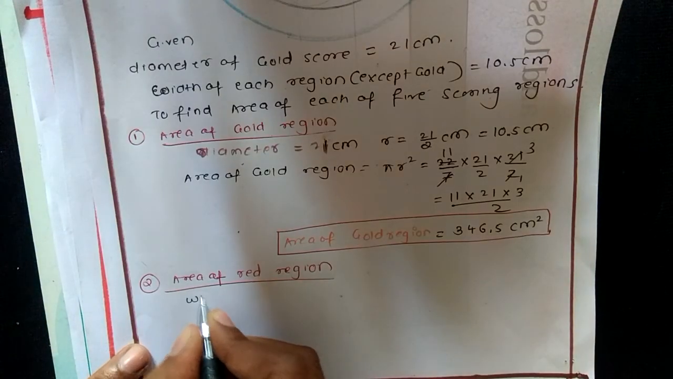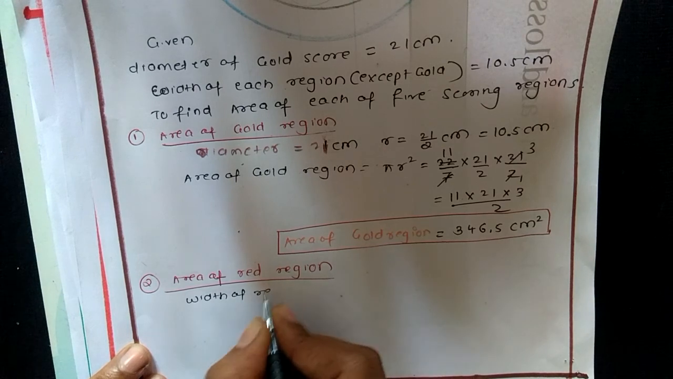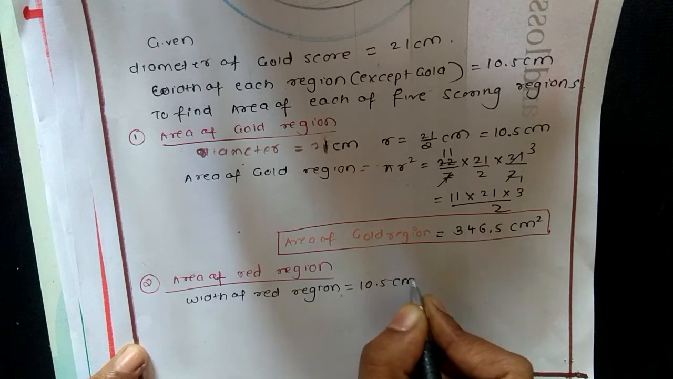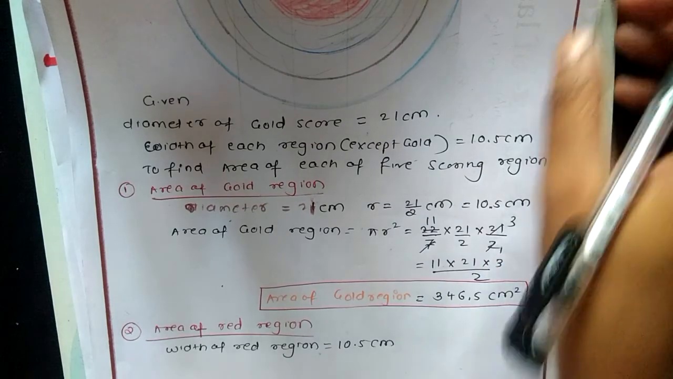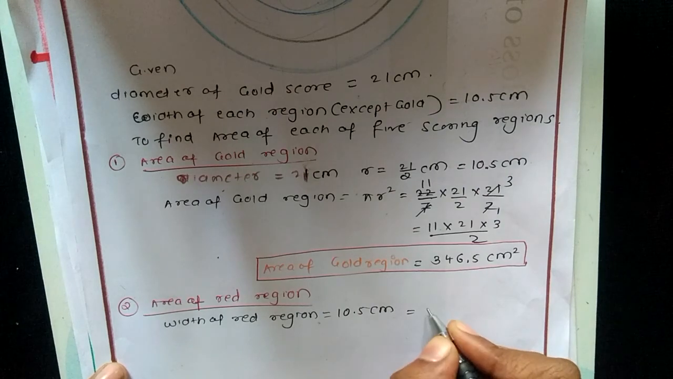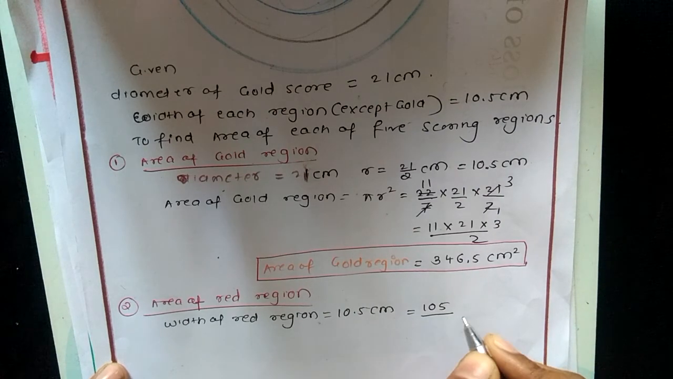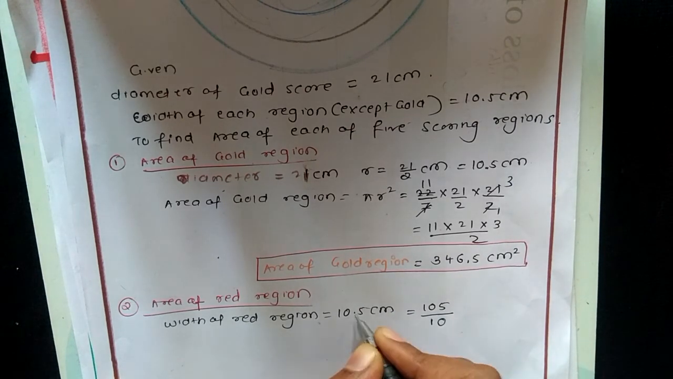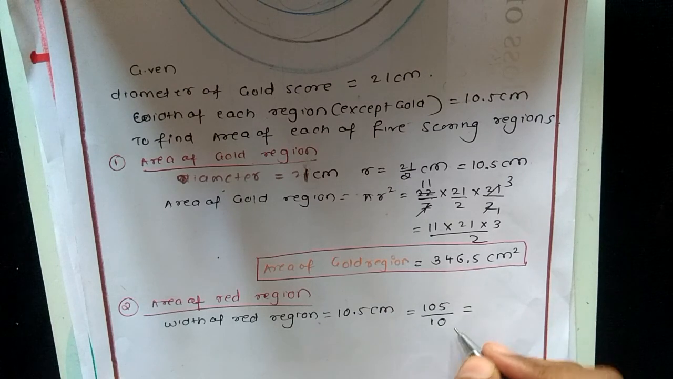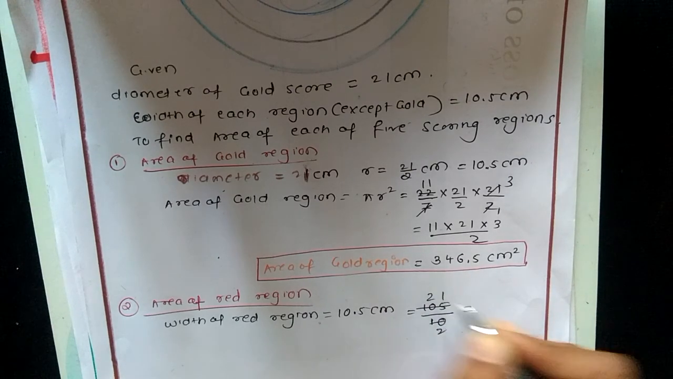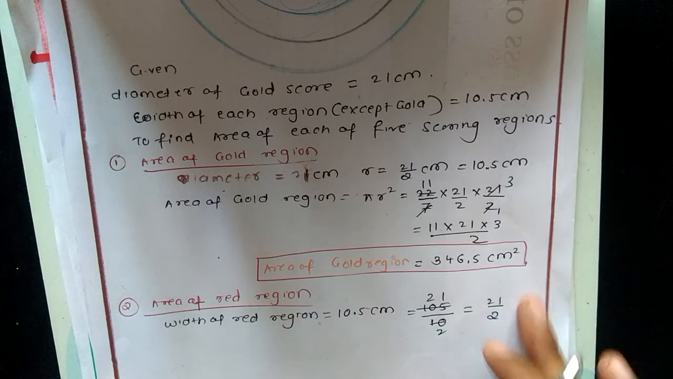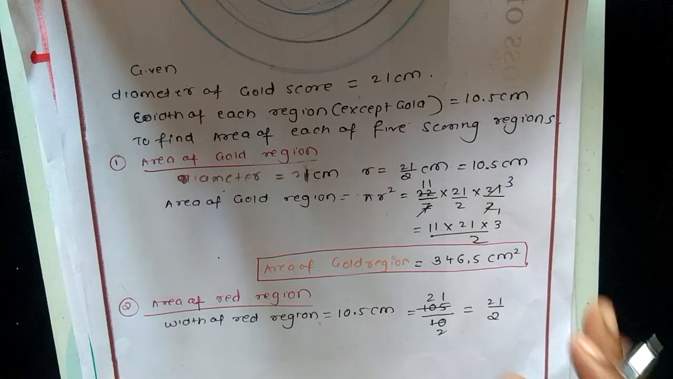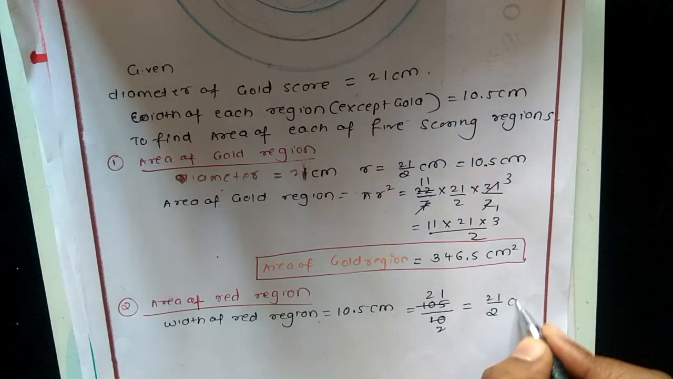As we know, the width of the red region is given as 10.5 centimeter. You can write this in fractions if you want. So 10.5 becomes 21 by 2. Why are we taking this as a fraction? Because somewhere in the calculation the 21 and 2 will get divided and the calculation will become very easy. So this is in centimeter.